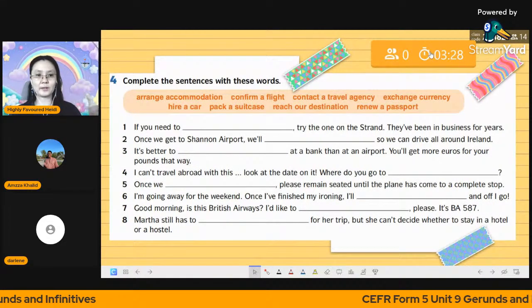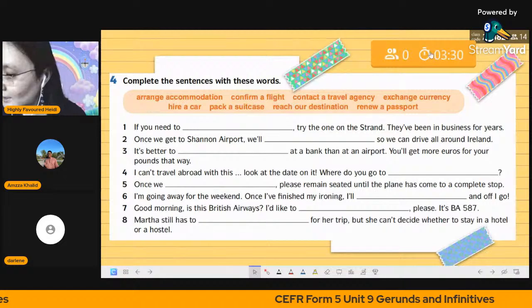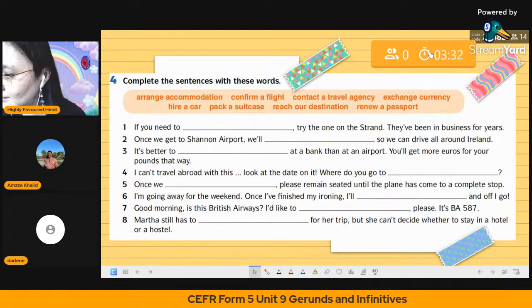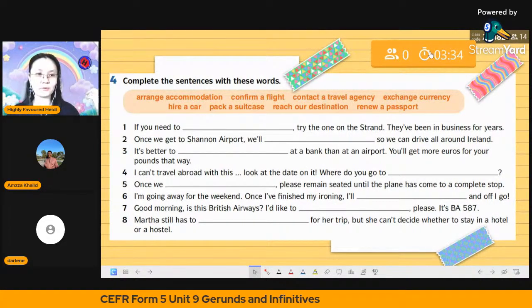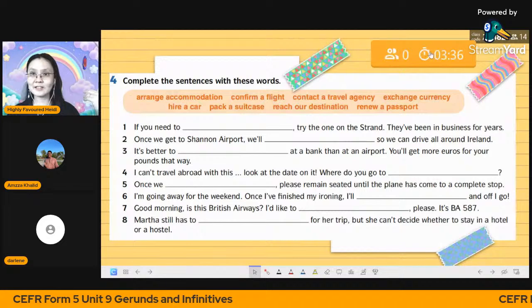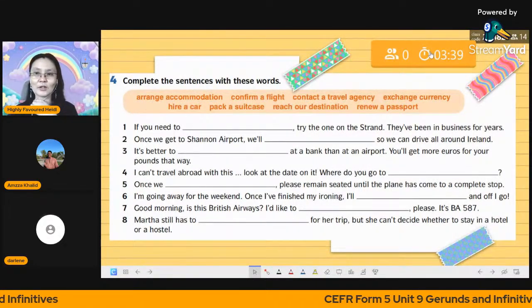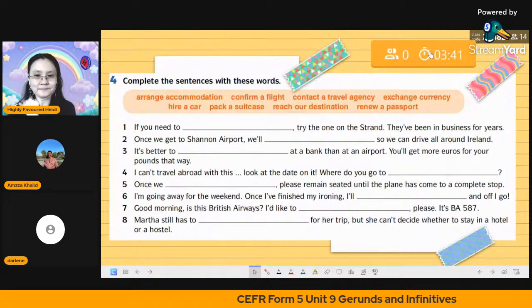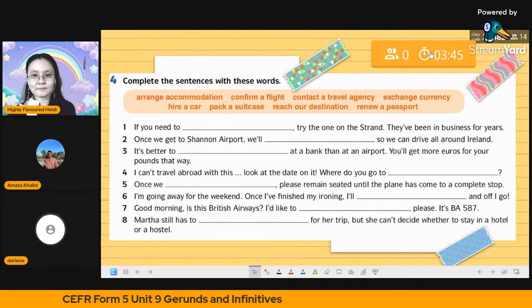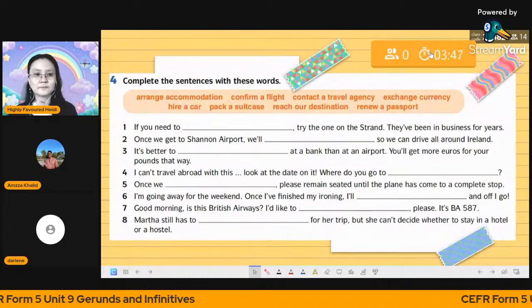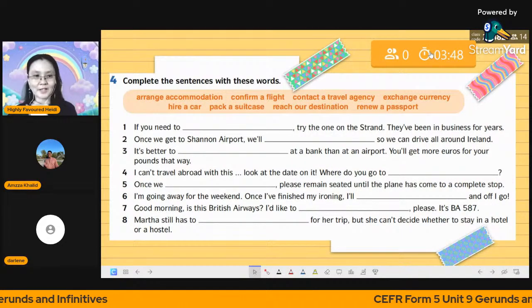Okay, so number 3 and number 4. Dalini, can you read number 3 and number 4? Can you swap if you are somewhere? It's better to exchange currency at a bank than at an airport. You will get more euros for your funds that way. Okay, number 4.